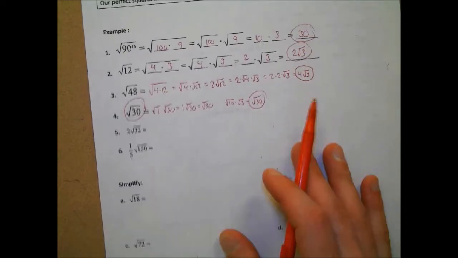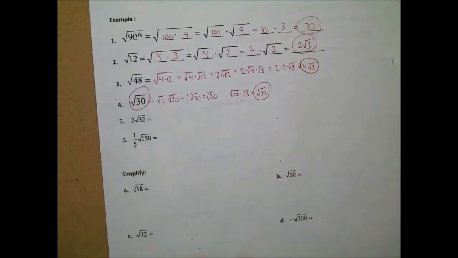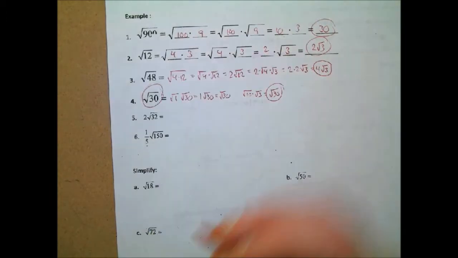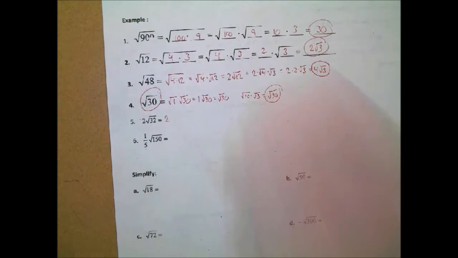All right, let's look at number 5. Now, number 5, it's partially simplified already, isn't it? 2 square root of 32. So we're going to leave that 2, but can we break up that 32 with a perfect square at all?